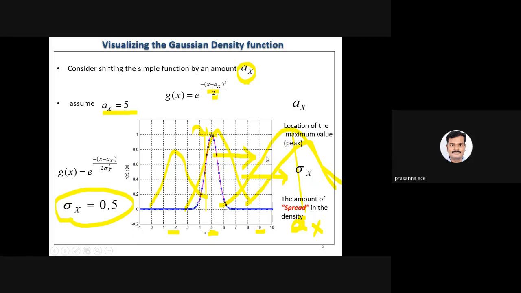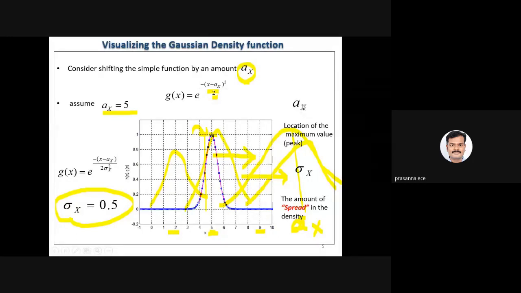How expanded or how contracted the graph looks, that is decided by sigma x. So Ax decides the location of the peak. These are the important terms in the function, Ax and sigma x. These constants have some specific meaning, which we'll see later on when we study expectation. These are the topics that are coming later in this chapter.